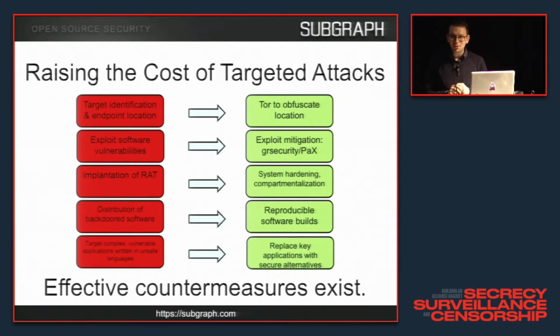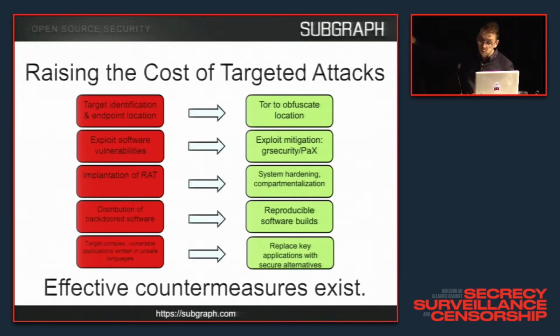What we need to do is, we can't eliminate these attacks, but we can make them more expensive in terms of effort and money to deploy. Here are a couple of steps. These are not all, just a few of them. These are the ones that we as security technologists can help with. We need to make it harder for the target to be identified and located. Tor helps with that. We need to make it less easy to exploit vulnerabilities reliably.